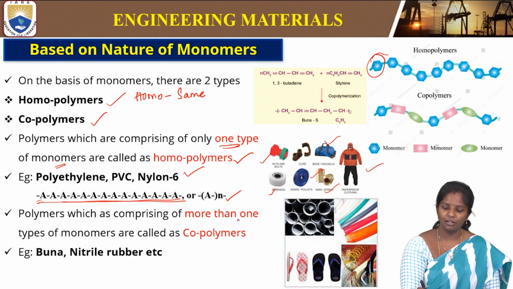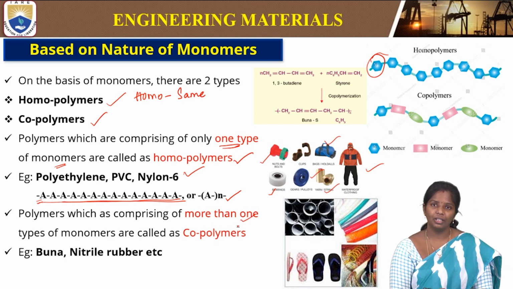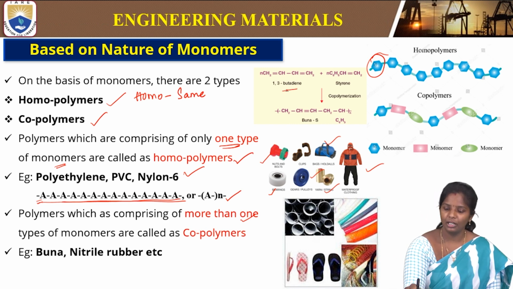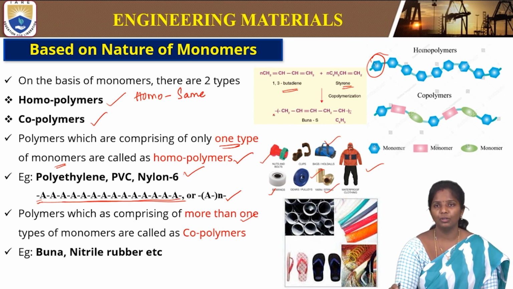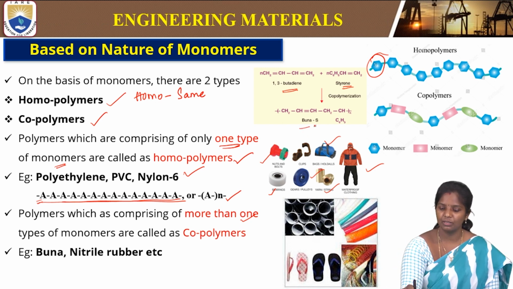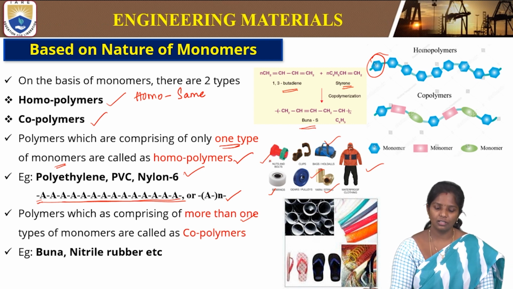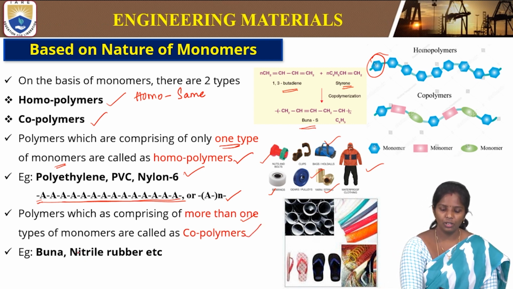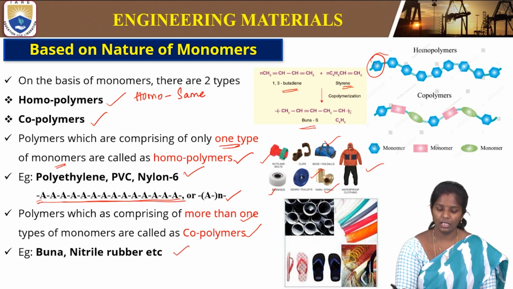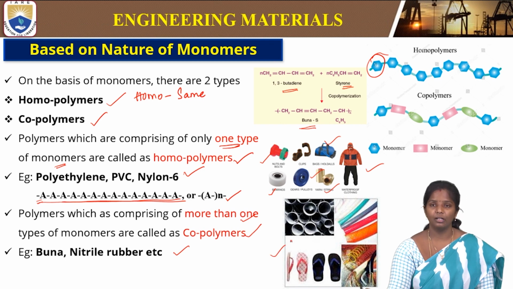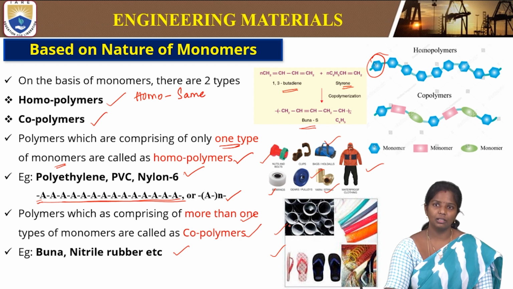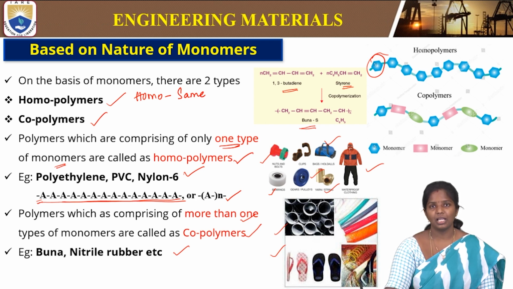Then polymers comprising more than one monomer. If different monomers are used in the polymerization, for example, butadiene and styrene. 1,3-butadiene and styrene are the two monomers that are used, and copolymerization takes place and Buna-S is formed. So this comes under copolymers. Buna and nitrile rubber are some of the examples. We use these for the preparation of footwear and cables and piping, tubings, etc. So these are the best examples for homopolymers and copolymers.